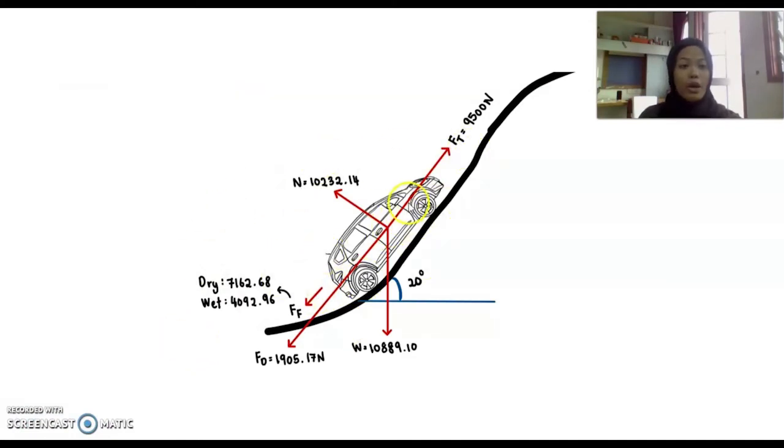The weight is 10889.60 Newton, and the angle is 20 degrees, and the normal force is 10232.14. And for the dry road, the frictional force is 7162.68, and for the wet road, the frictional force is 4092.96, and also the drag force is equal to 1905.17 Newton.